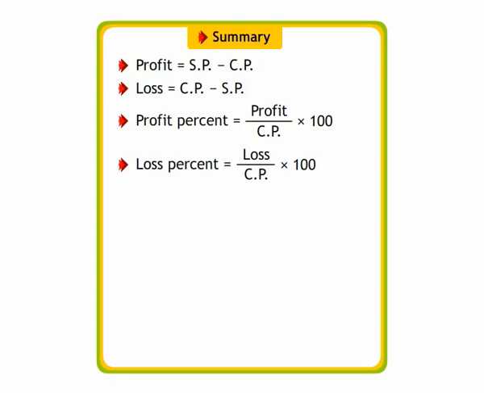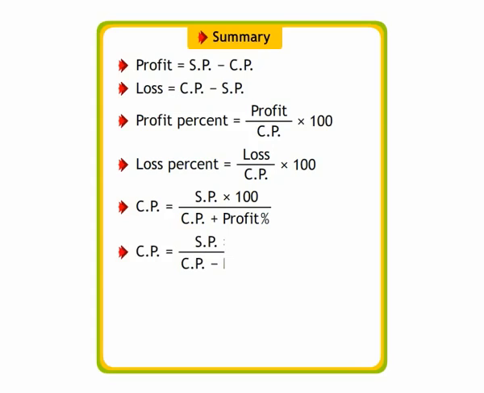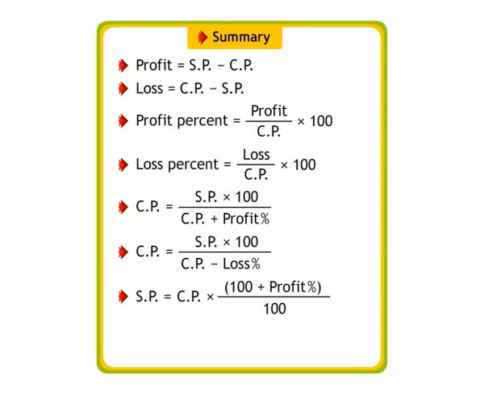Cost price is equal to selling price into 100 upon 100 plus profit percent, or cost price is equal to selling price into 100 upon 100 minus loss percent. Selling price is equal to cost price into 100 plus profit percent upon 100. Selling price is equal to cost price into 100 minus loss percent upon 100.